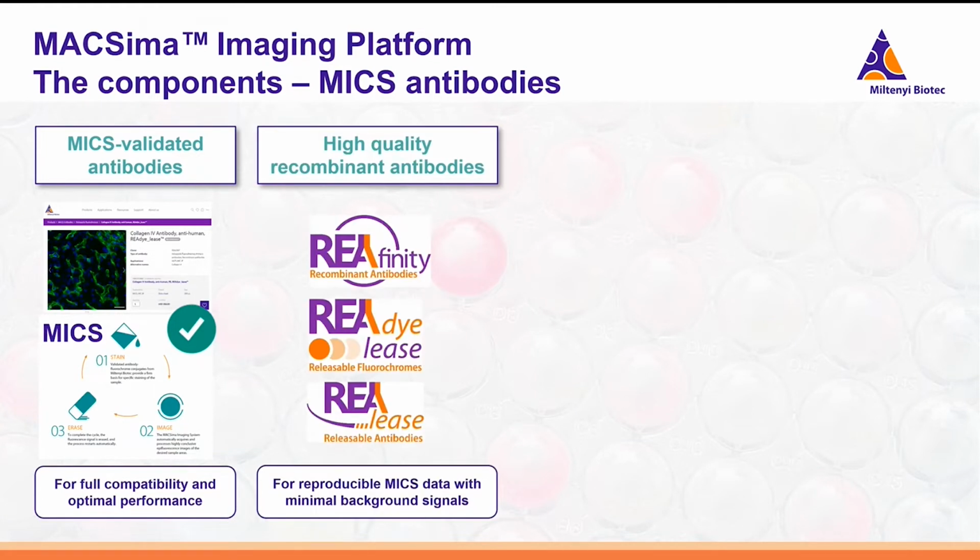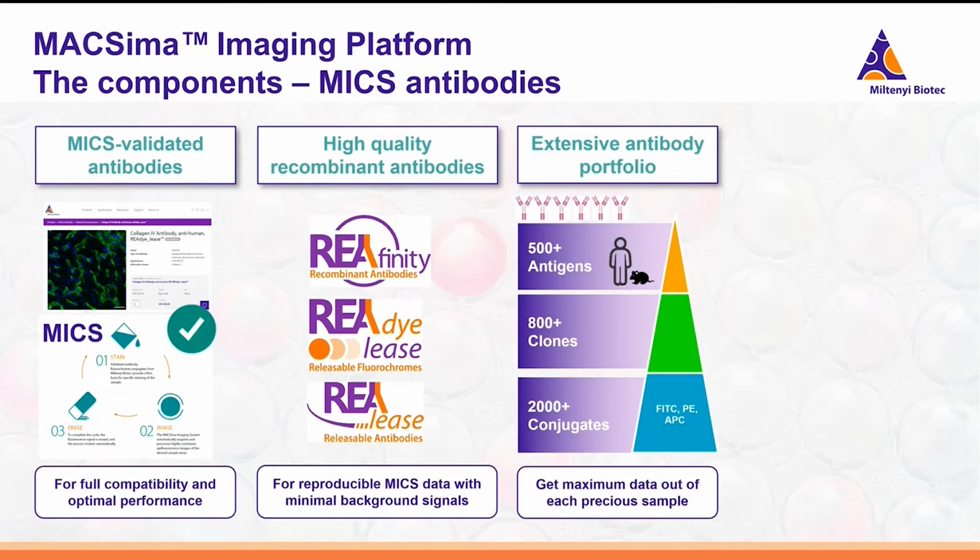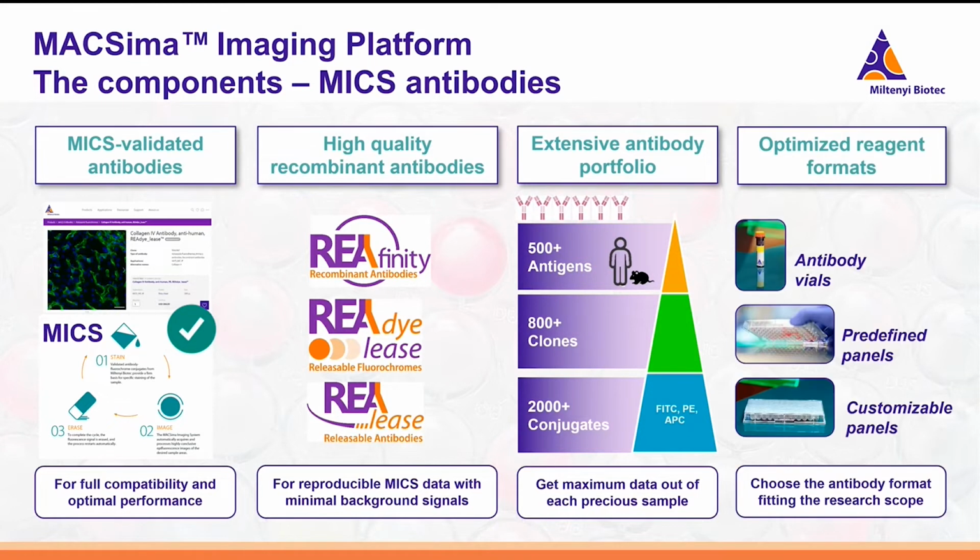We have high quality recombinant antibodies. If you're familiar with Miltenyi, you know that this is something we really hold dear to our hearts, that we offer high quality antibodies, and recombinant antibodies are the best way to go. We have an extensive portfolio. We really have a lot of antigen antibodies, different clones, and even conjugates available to use in the technology.